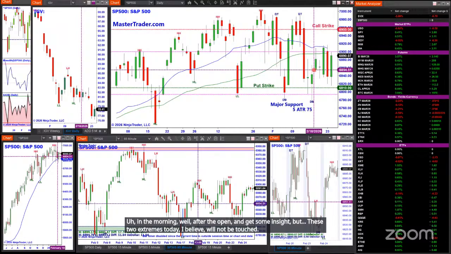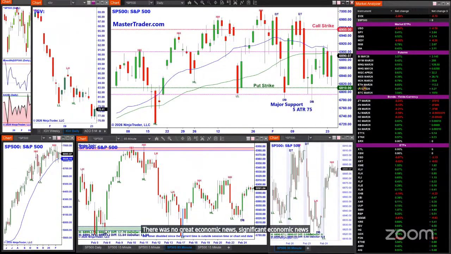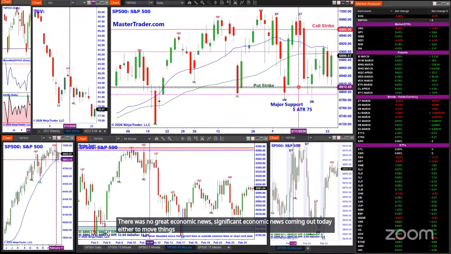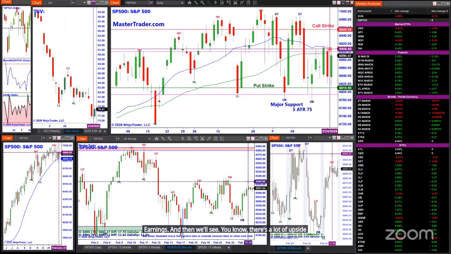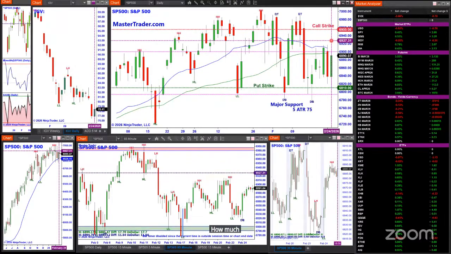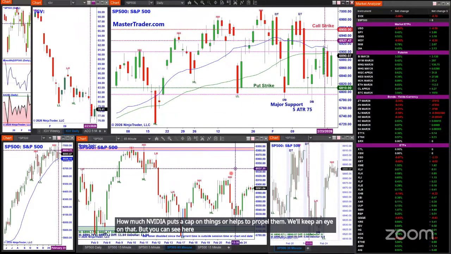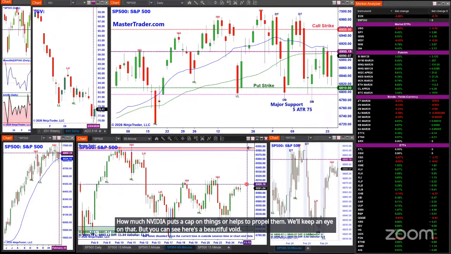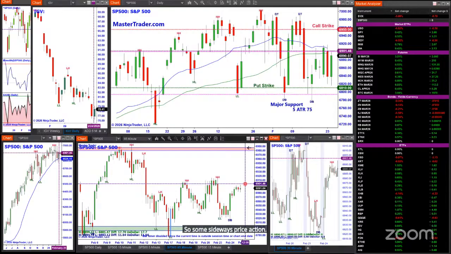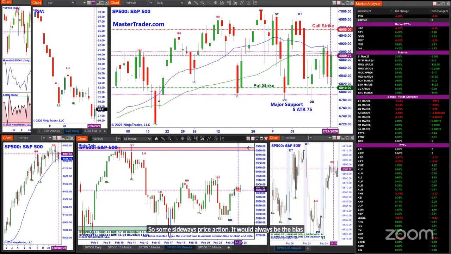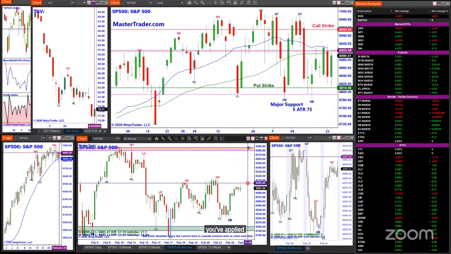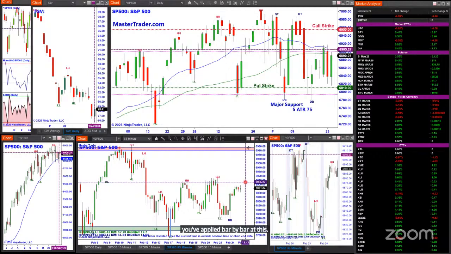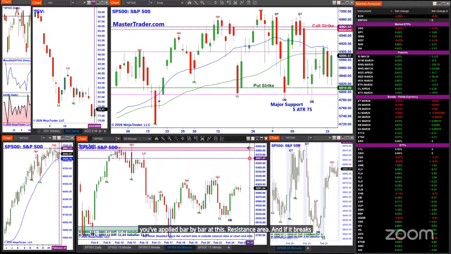There's no significant economic news coming out today to move things. So it's all about earnings. And then we'll see. There's a lot of upside potential. How much NVIDIA puts a cap on things or helps to propel them, and we'll keep an eye on that. But you can see here's a beautiful void. So some sideways price action would always be the bias. A strong move up, even though there's a void below, because of the strong move up, you apply bar by bar at this resistance area. And if it breaks out, you go with it.